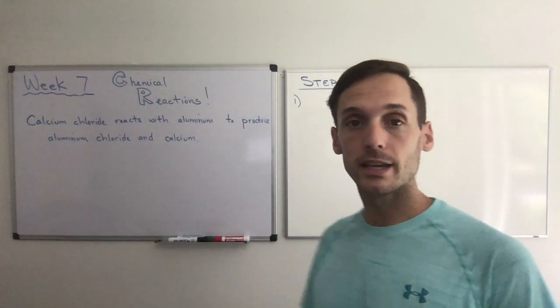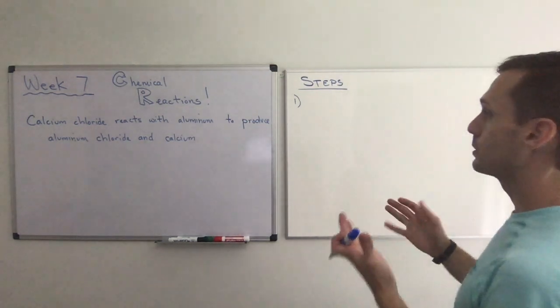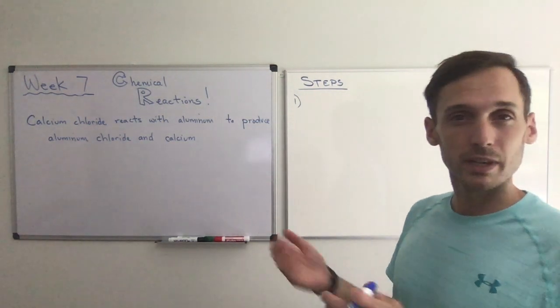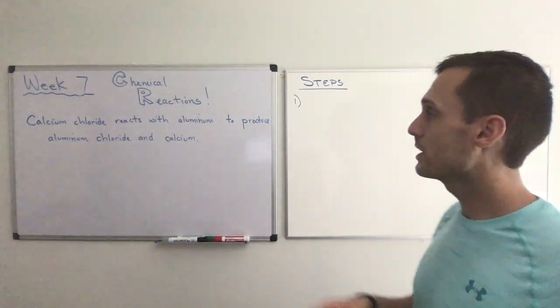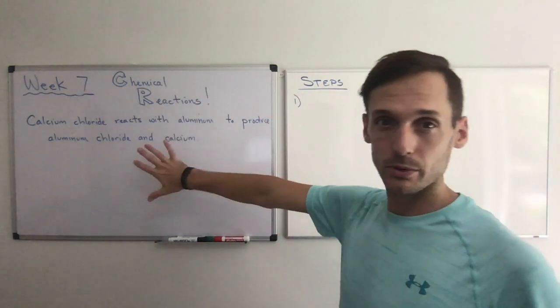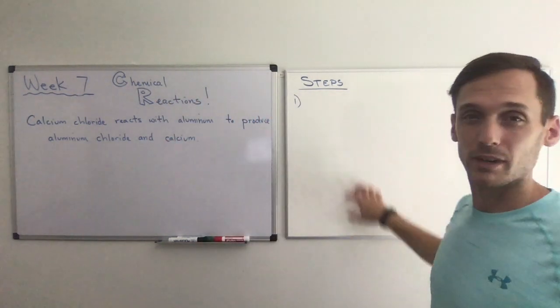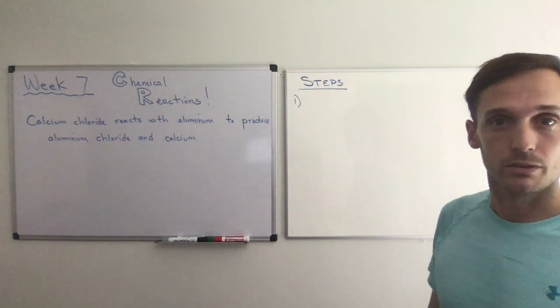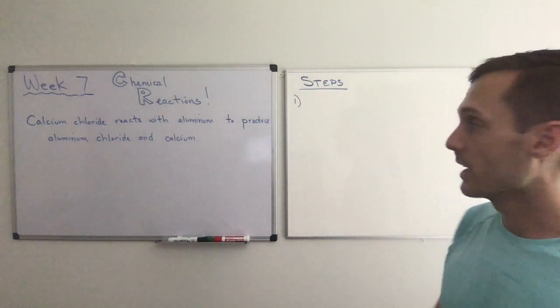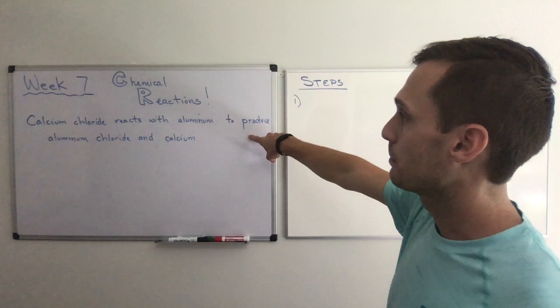Okay, so balancing chemical reactions. Now, I'm going to do kind of the same setup that I did for the Lewis structures last week, where I'm going to do an example over here on the left while I write out the steps to balancing chemical reactions on the right. Okay, so here is our example reaction.